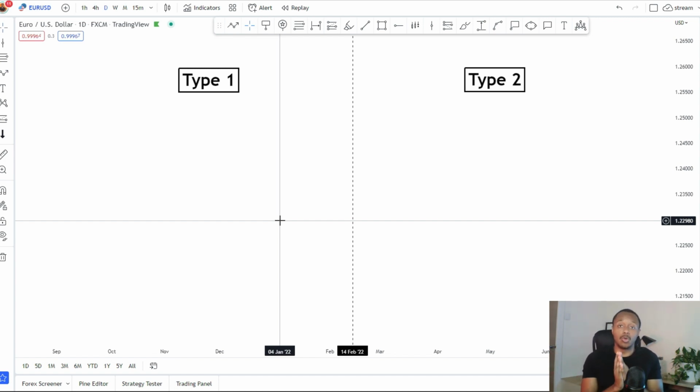So today, guys, we'll be talking about pullbacks. Now, I do have two different types of pullbacks I'll be talking about today. Type 1 and Type 2, both are great strategies and happen all the time in the market. So I'll go into depth about them.